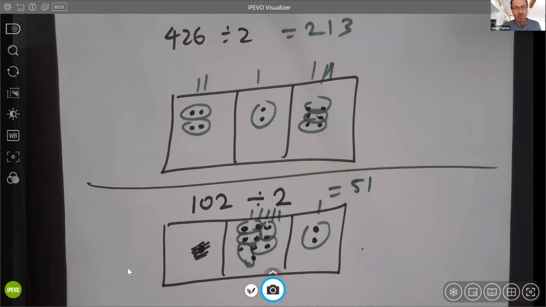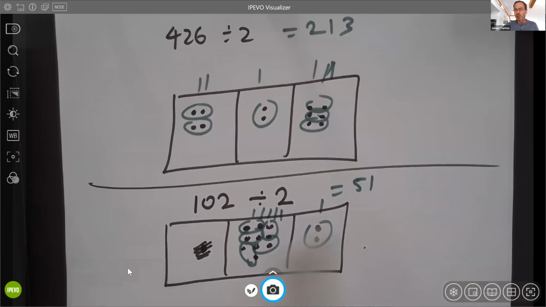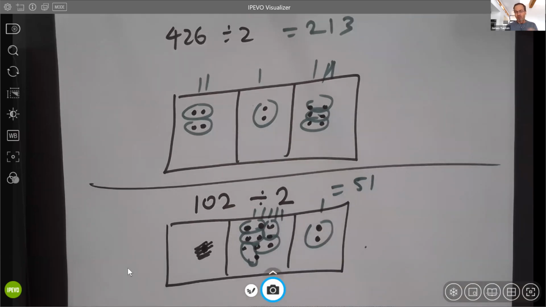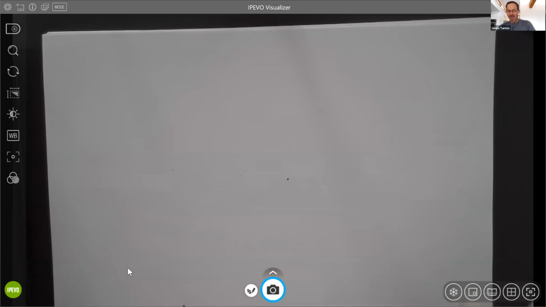The answer must be 51. In fact, there are 5 groups of 2 at the tens level, 1 group at the ones level. It really is 51. There's 51 groups of 2 in a picture of 102. Beautiful, beautiful, beautiful. Great. Well, then I believe that we are ready for more complicated division.